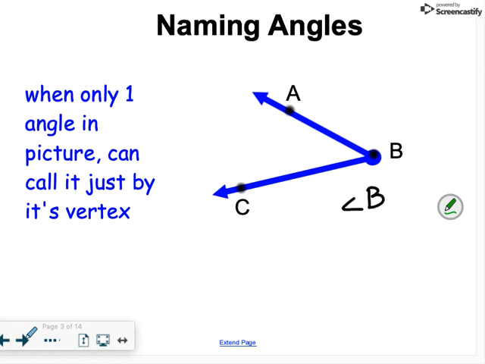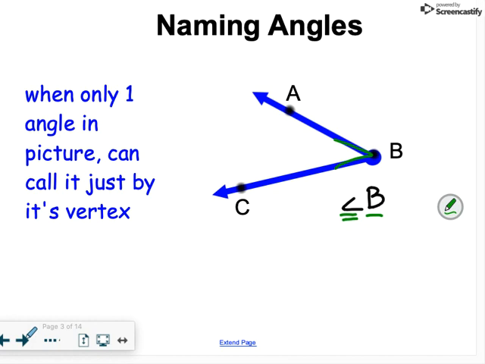When we name an angle, we have to think of a couple things. If it is an angle all by itself, we can call it by its vertex. All right, that vertex is kind of what we think of as the inside of the angle, the corner part of that angle. So we could call this just angle B. And notice the notation we use. We put a little angle sign in front, and then we use the letter that is at its vertex.